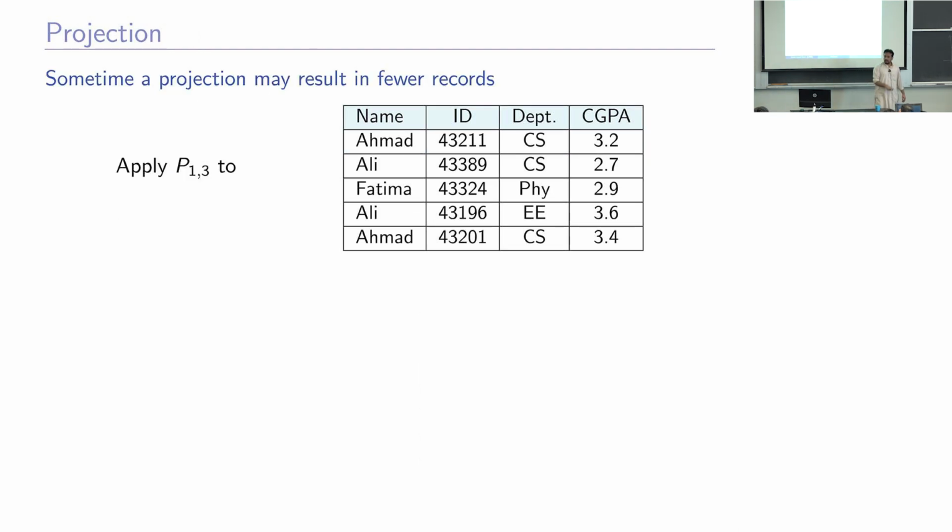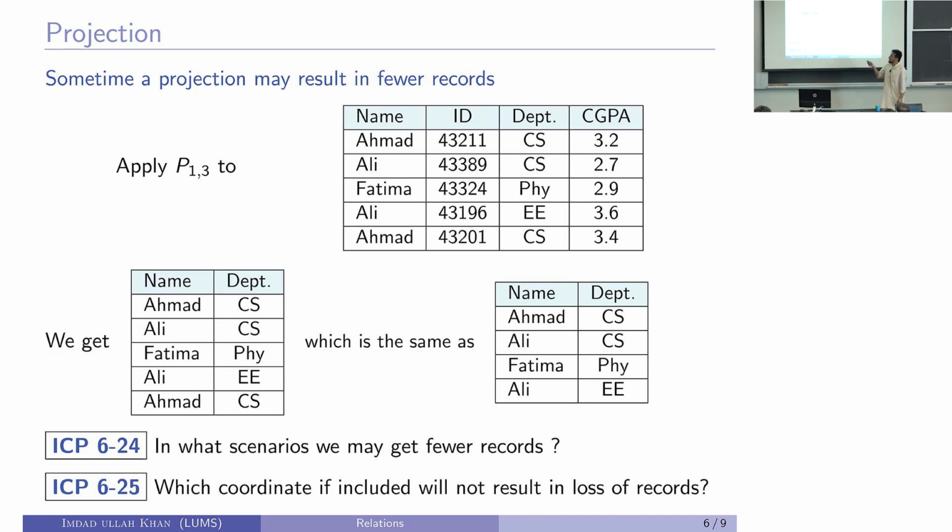So apply the projection 1, 3 to this relation. It will keep the name column and the department column. Keep these two columns and discard the rest of the fields. This is what you get. But if you think of this, this is a relation, this is a set. Look, this set is actually equal to this set, right? Because Ahmad in CS is the same as Ahmad in CS. You can write it 19 million times, it's still going to be one element. Ahmad in CS is an element and Ahmad in EE is not the same element. That's the set. So is it clear that this is actually this relation? So sometimes a projection may reduce the size of the relation.